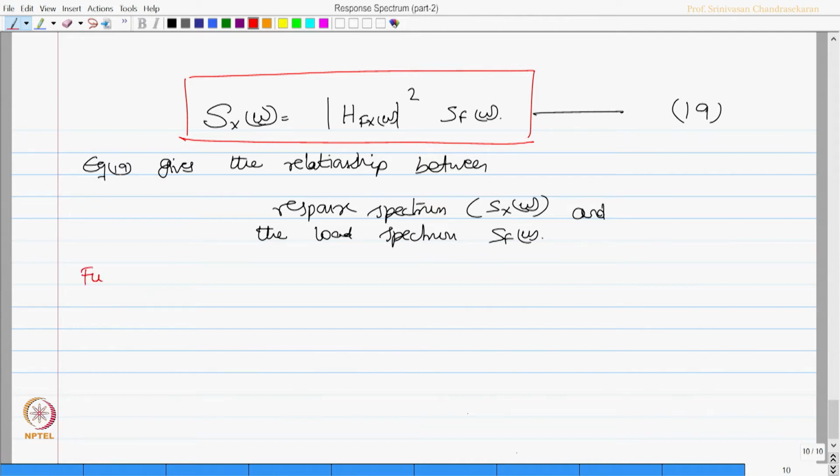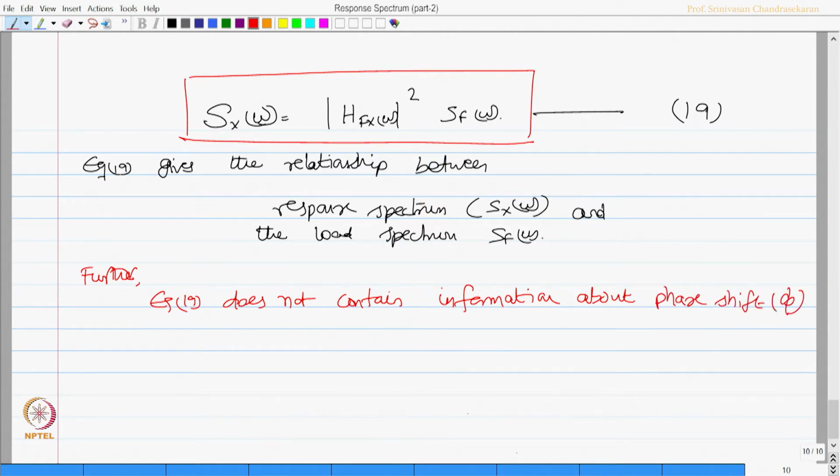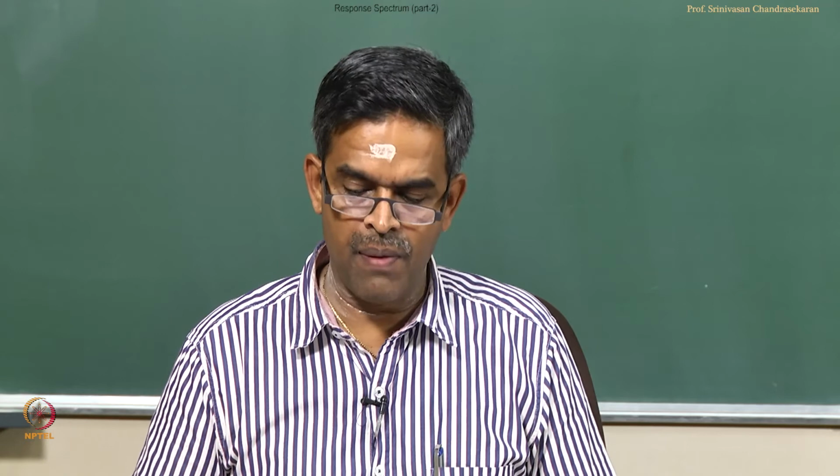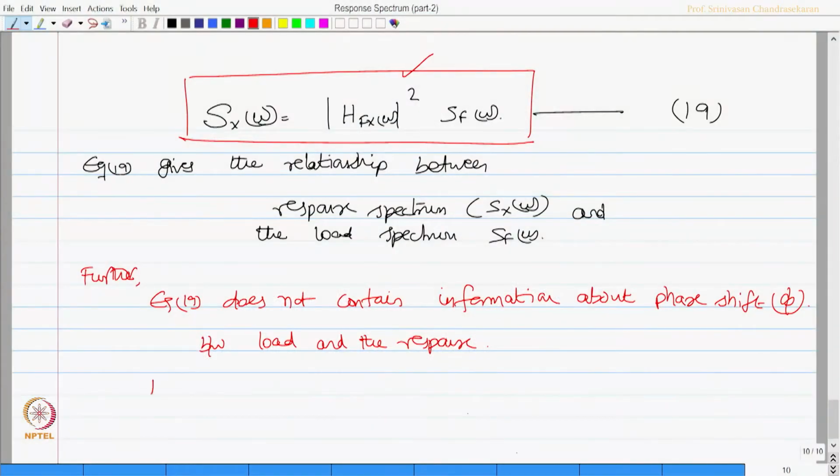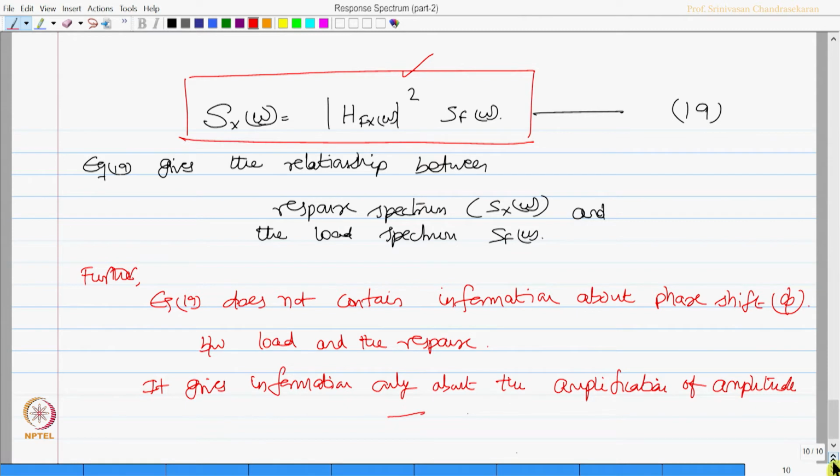Further, there are some interesting features about equation 19. Equation 19 does not contain information about phase shift phi between load and the response. You can see the term is squared, therefore, the phase shift concept or the parameter is lost. So, it gives information only about the amplification of amplitude, that is very important. Let us try to understand this graphically.